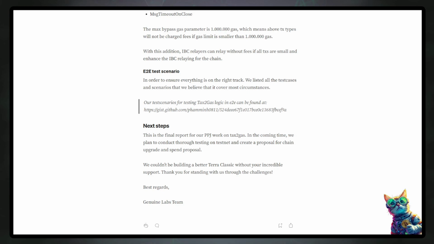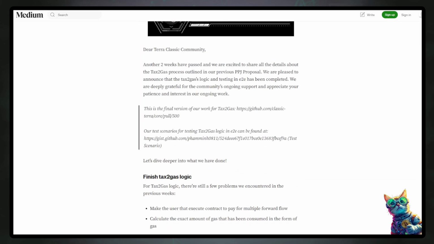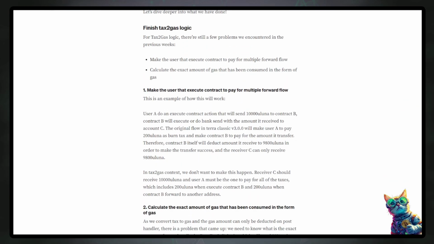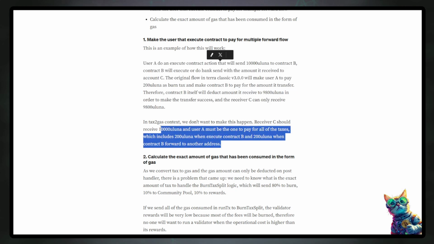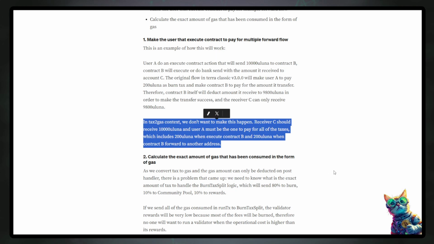So let's talk about it. Let's go through it. Let's break it down and try to simplify this as best as we can without making it confusing. Okay, so let's highlight this section here. And what they're speaking about is the way that transactions are currently handled on chain. And what they're speaking about in this section is how transactions will be handled once TAX2GAS goes live.